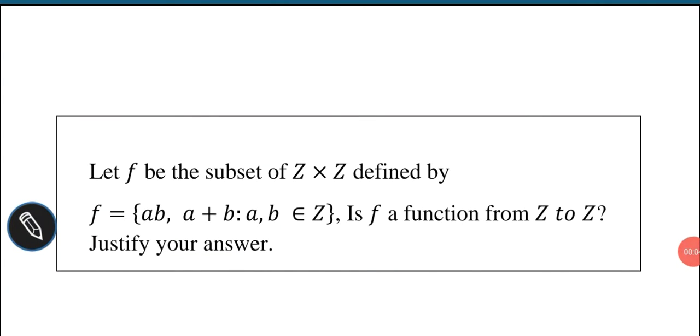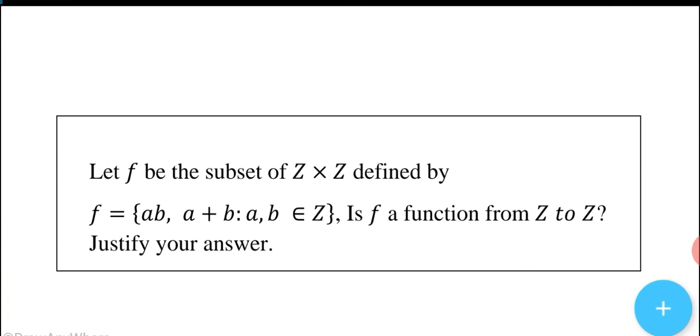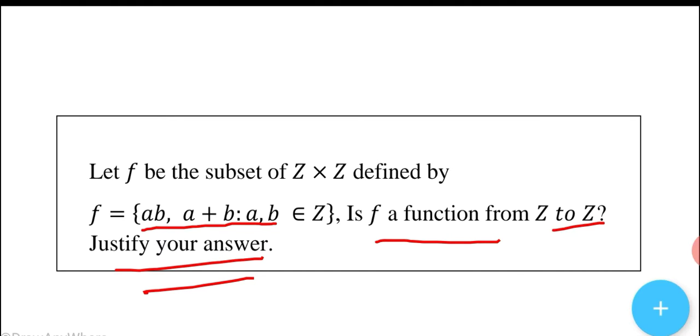Let F be the set of Z cross Z defined by F equal to {(a, b), (ab, a plus b)} such that a, b belong to capital Z. Is F a function from Z to Z? Justify your answer.